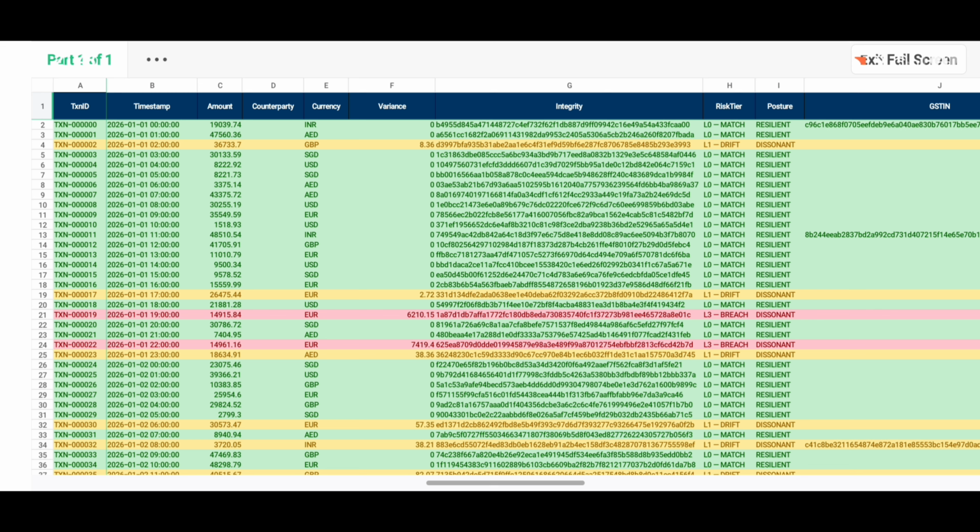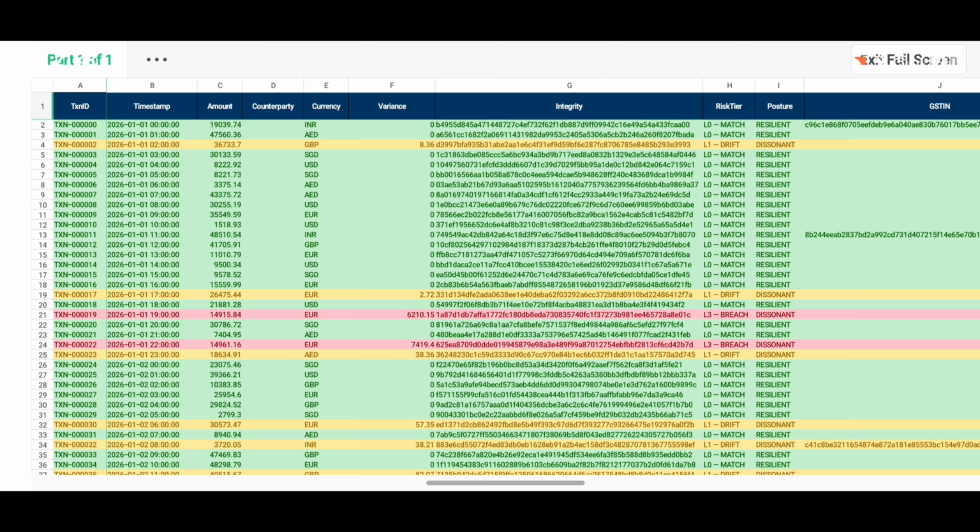Look to the left. The first 5 columns, TXN ID, timestamp, amount, counterparty, and currency, form our identity layer. This ensures absolute traceability for every dollar, pound, and rupee in the system.